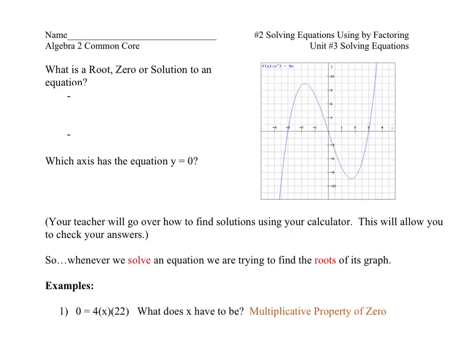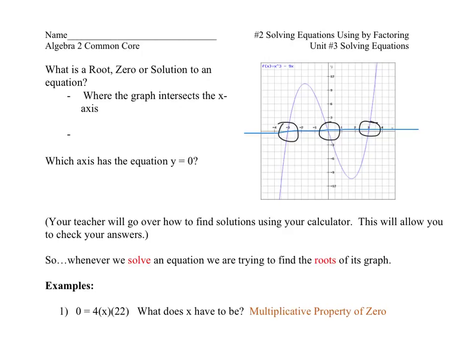And when you solve the equation, you are finding where the graph intersects the x-axis. So if you look at this graph right here, this is the x-axis, where does this beautiful cubic graph hit the x-axis? Well, it hits it in 3 spots. Those 3 spots are here, here, and here.